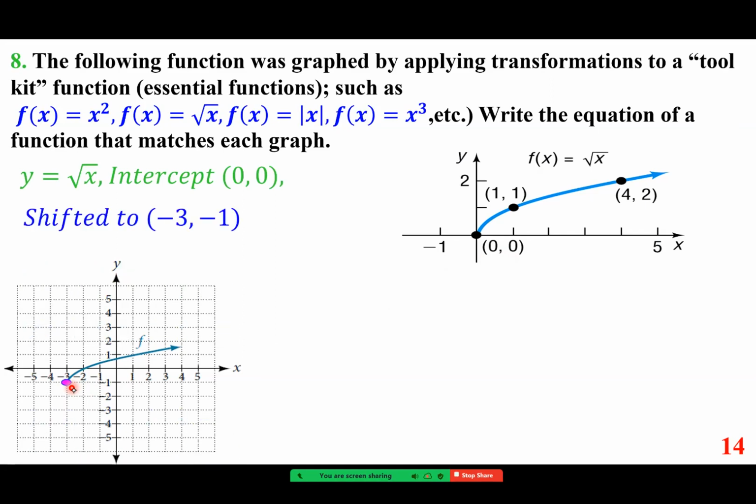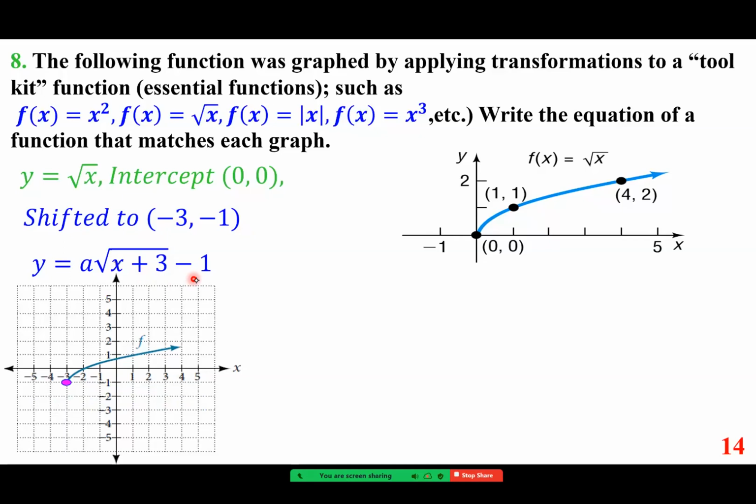So it's been shifted accordingly. And so when we go to this function, again, we are looking at this function or this one. Now we put the a in front of it, and it's been shifted 3 to the left, 1 down. So 3 to the left means plus 3, 1 down means minus 1, as follows. X plus 3 minus 1. That's the meaning of the shifting.